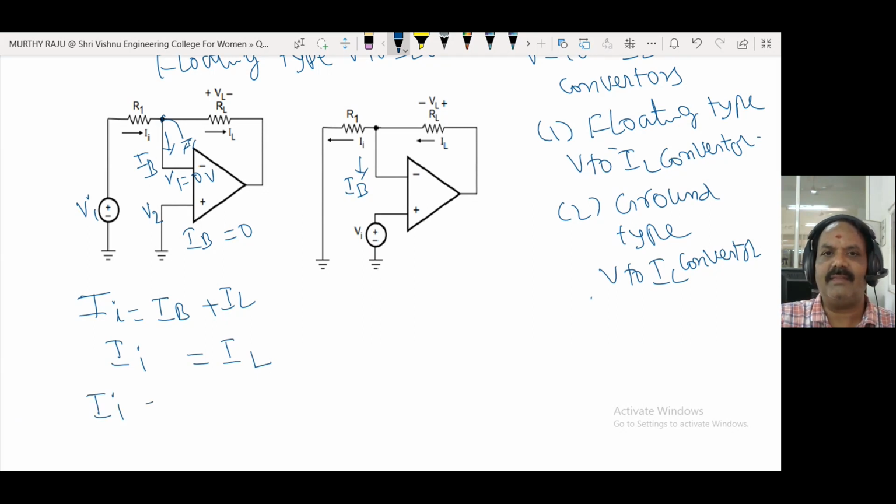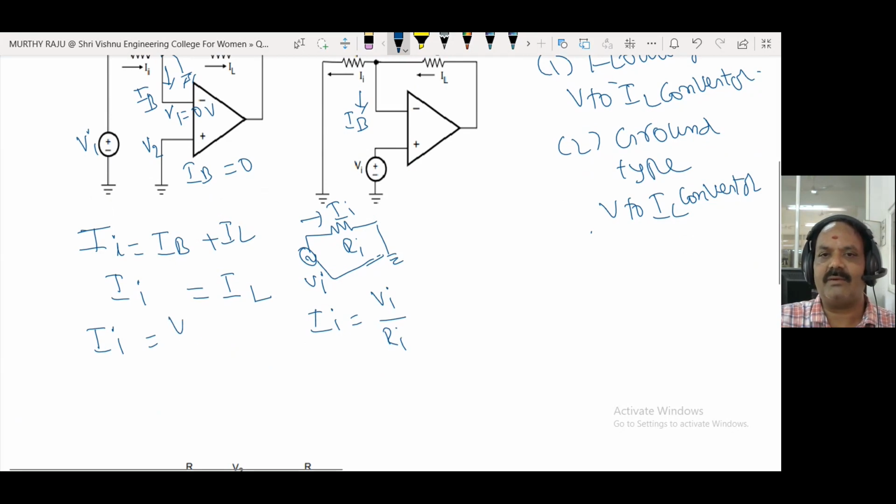Therefore, IA is equal to VA by RA. This one is VA. This one is RA. RA is connected to ground. This is also connected to ground. The current is IA. Therefore, apply KVL. Therefore, IA is equal to VA by RA. IB is equal to 0, so IA is equal to IL. Therefore, IL is equal to VA by RA.